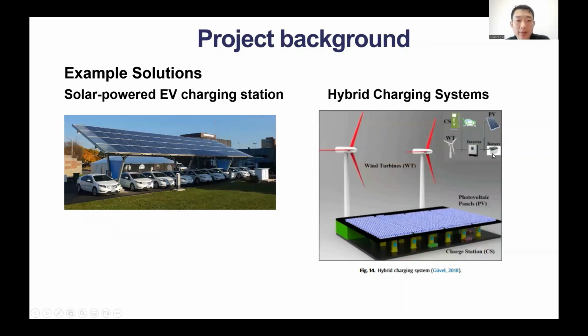So there are two example solutions for how we can use renewable energies to reduce the CO2 emissions. Firstly, we can use solar powered EV charging stations, and secondly, we can also combine the wind turbine. We use the wind power and the solar power to charge the EV and also charge the batteries. We can also sell the energies to the main grid.